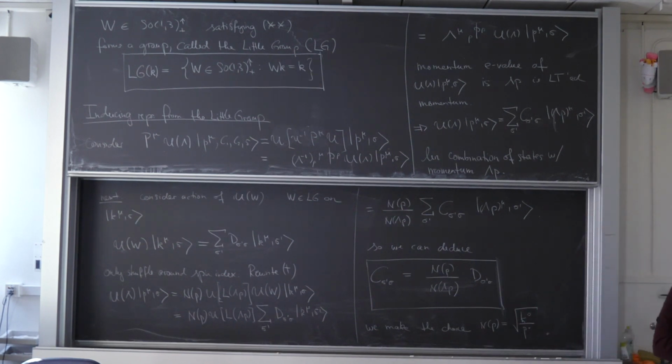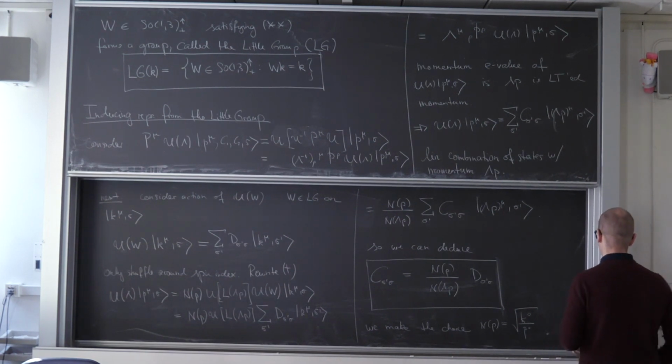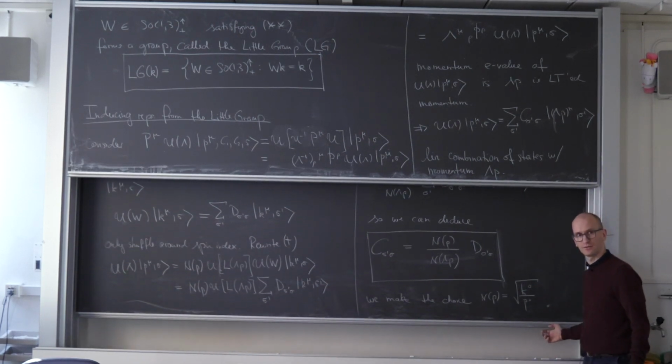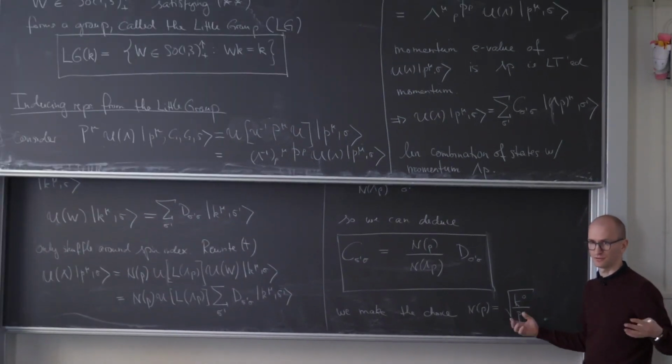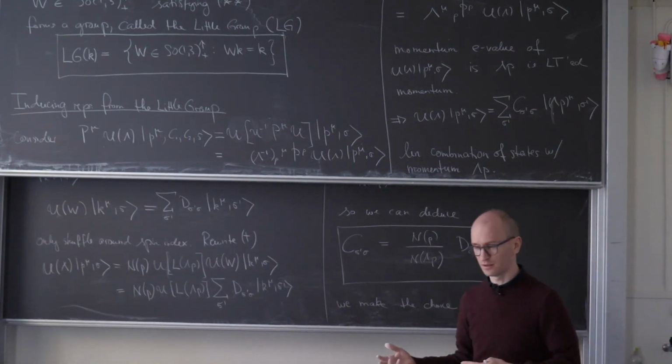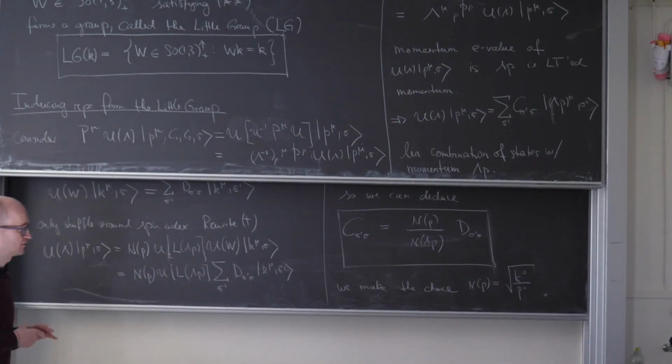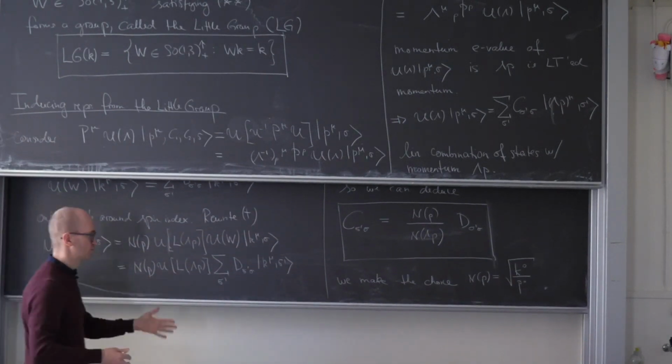You will see in later expressions, when we talk about mode expansions and so on, why this is actually a convenient normalization. But as I said, we could also have just chosen N of P equal to 1, then we would have had to think a little bit more about the integration measure later on. But let's just choose it.